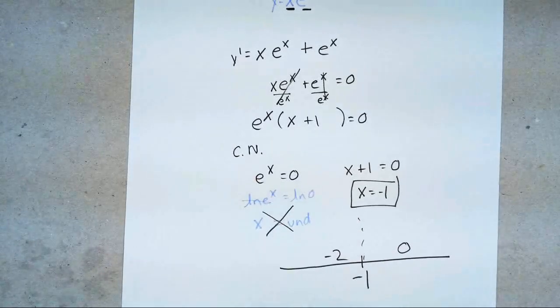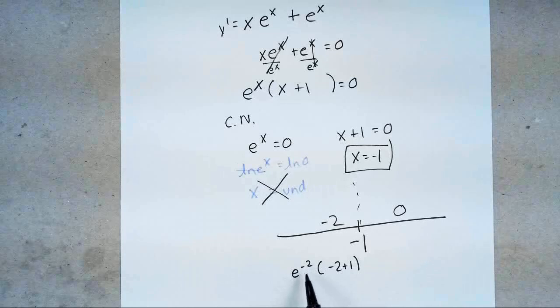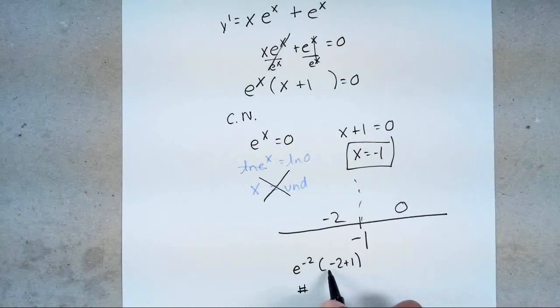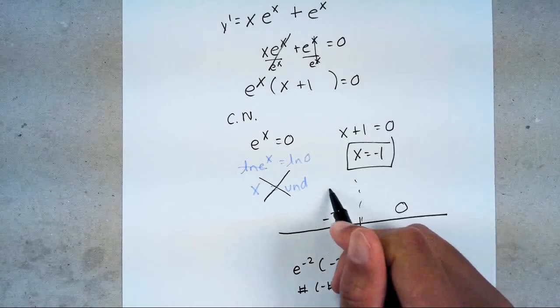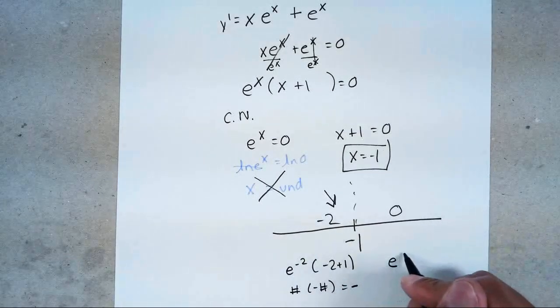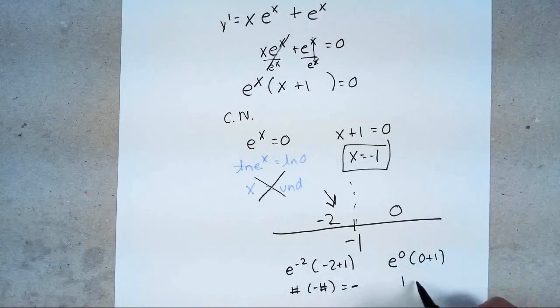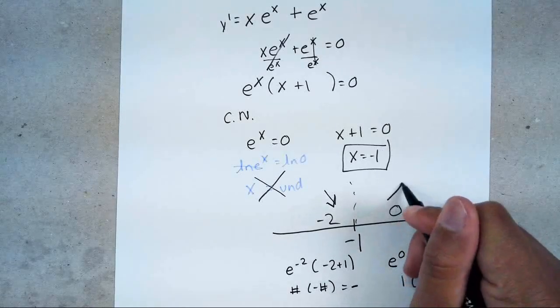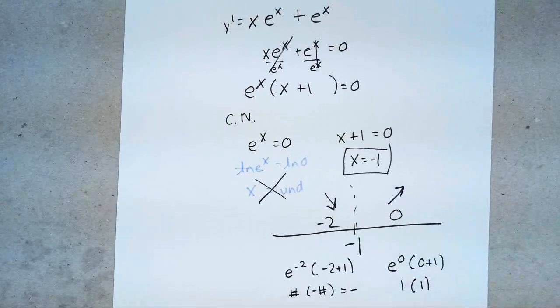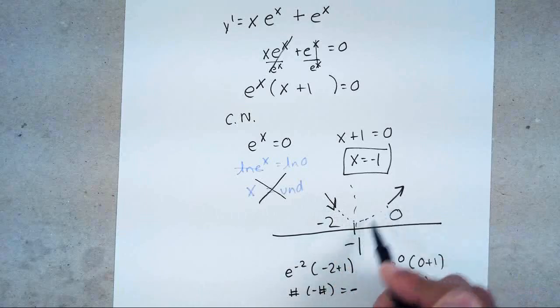Well, now let's think about it. If I plug in -2, it's e to the -2 times -2 plus 1. Well, e to the -2 is just going to give me a positive number. But -2 plus 1 will give me a negative number. Well, positive times a negative gives me a negative, which means that I am decreasing. Well, let's look at 0. e to the 0 times 0 plus 1. e to the 0 is just 1, because anything to the 0 is 1. 0 plus 1 is 1, which gives me a positive, so that means it's increasing. So that means that I happen to have an extrema. Because I'm decreasing and then increasing, that means that I'm going to have a min at -1.